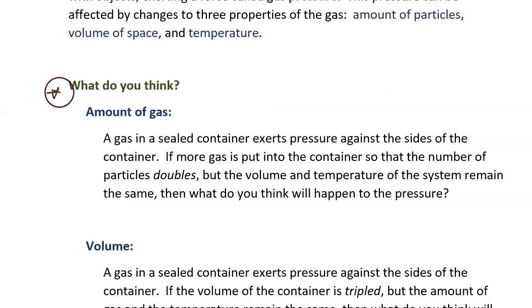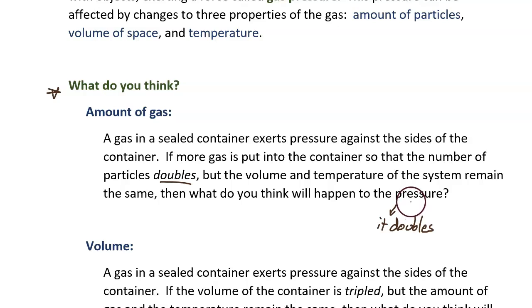Please think about the following situation. A gas in a sealed container exerts pressure against the sides of the container. If more gas is put into the container so that the number of particles doubles, but the volume and temperature of the system remain the same, then what do you think will happen to the pressure? Tell your table partner what you think will happen to the pressure if the number of particles in the container doubles.